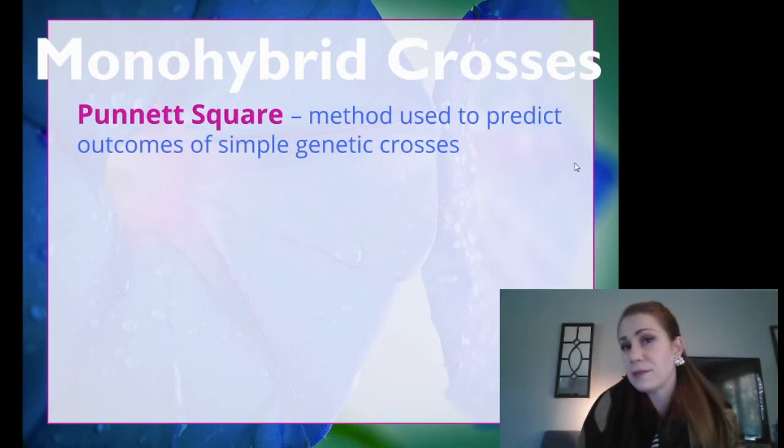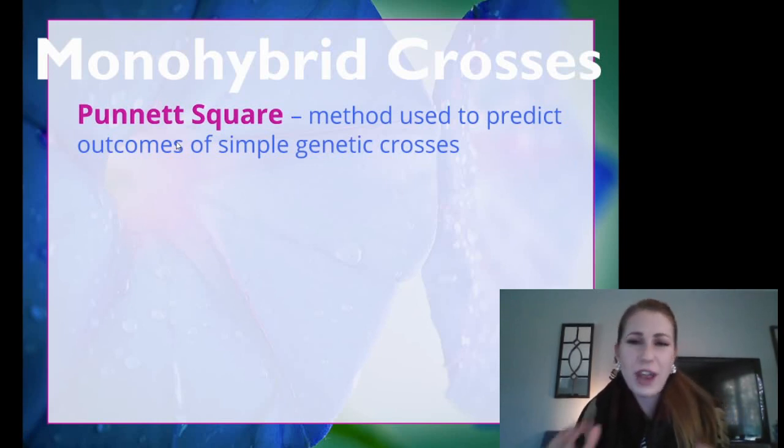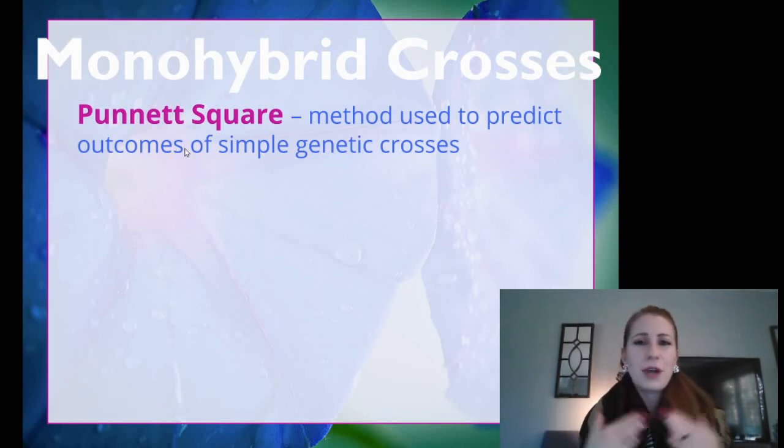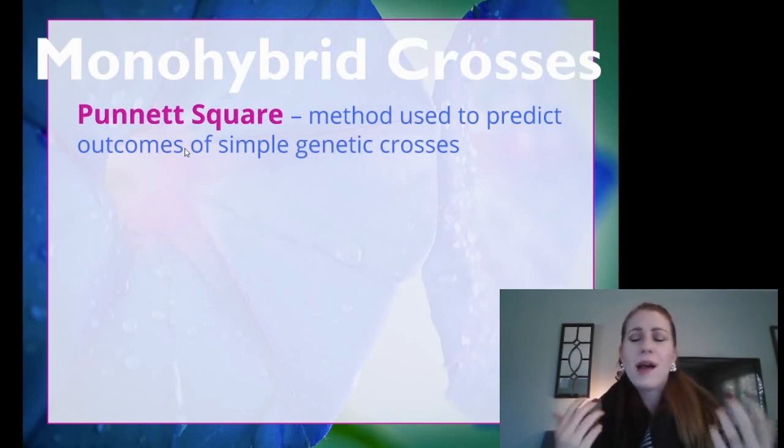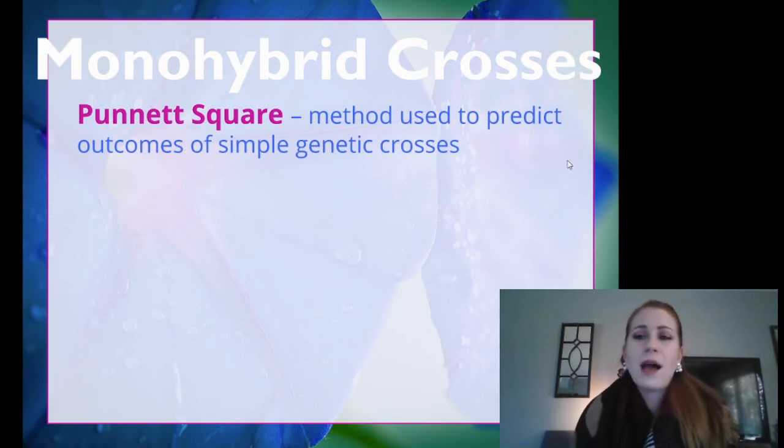That's what mono means, single. So a Punnett square is a method that helps us predict these genetic outcomes. It's a little bit easier than trying to do it all in your head. I am not a mental math person. I like to write things down. I like to kind of work things out on paper. So this is really helpful for me. And most of your instructors or teachers are going to require you to write out your work as well.